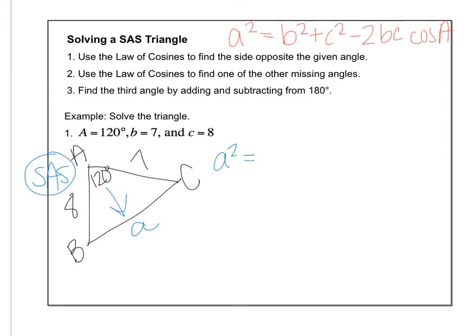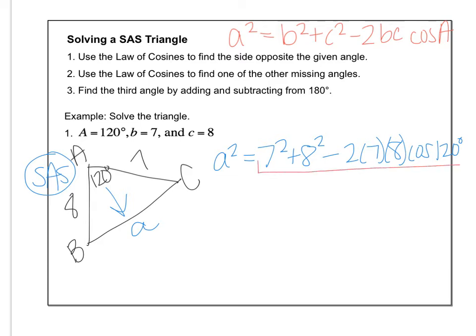So it's going to be a squared equals b squared plus c squared, 7 squared plus 8 squared, doesn't matter the order you put those in, minus 2 times b times c, and that's always cosine of that angle across from the side you start with, so it's the cosine of 120. Now for this particular problem, this whole side you can type in your calculator all at one step. So that's what you want to do next and get a decimal.